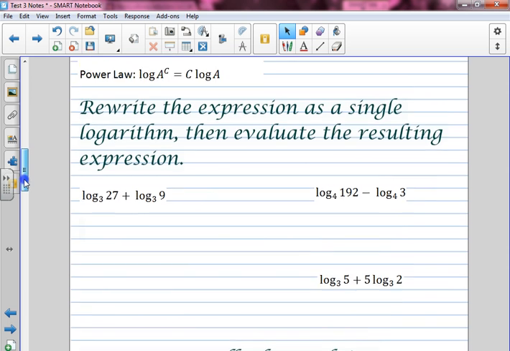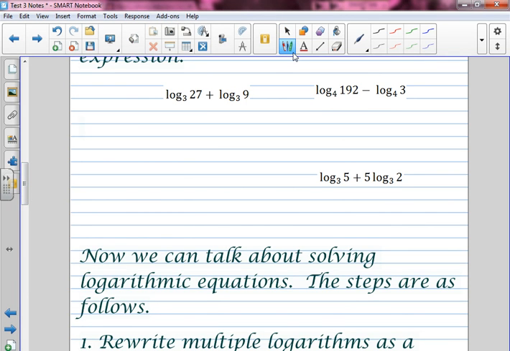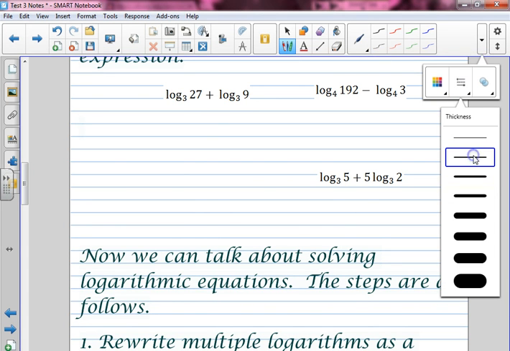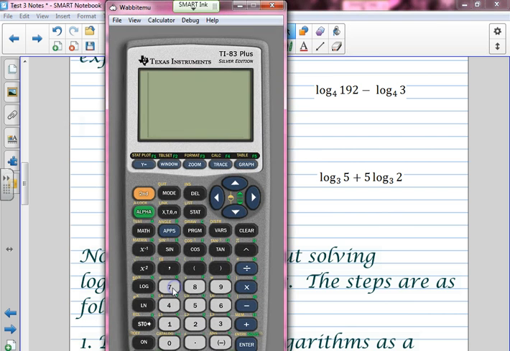This is an introduction. So if I have something like the log base 3 of 27 plus log base 3 of 9, they have the same base, so I can rewrite them as a single logarithm. And to do that, I know that addition needs to be rewritten as multiplication. So that gives me log base 3 of whatever 27 times 9 is.